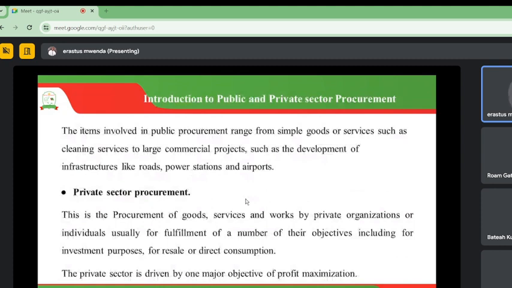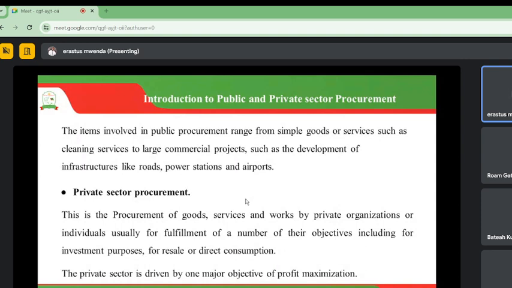Now, when you talk about more understanding on the introduction part of public and private sector procurement, we say that the items involved in public procurement, as we have already mentioned a while back, include goods, services such as cleaning services, and large commercial projects such as the development of infrastructure, roads, power stations. I'm sure these are the things that are happening in your country. So a combination of all those things are what the public is looking for their governments to be able to provide.